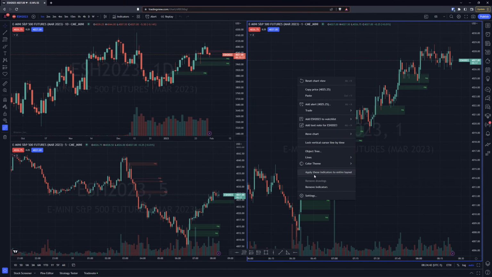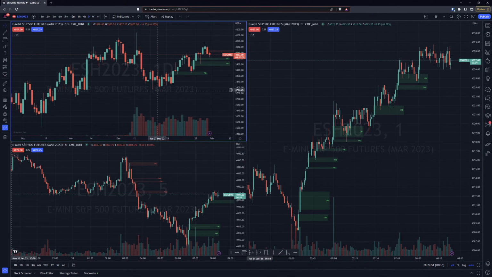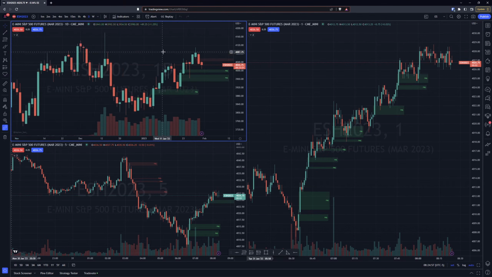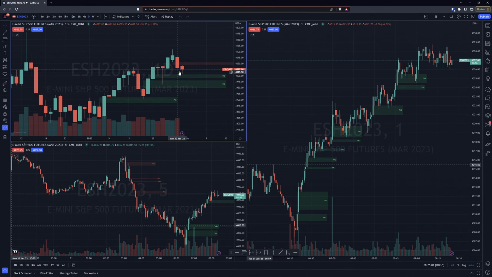First step, and I have a video about this, is to remove drawings. I already did that last night, so we're good. We have a fresh chart. The first time frame I want to look at is the daily, and I'm going to be looking at this upper left area over here. So here's the daily.